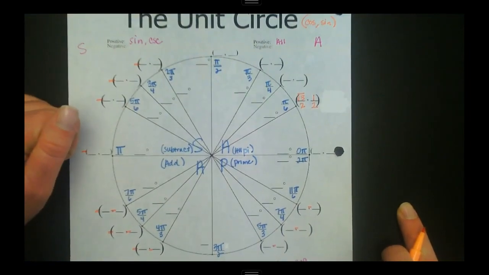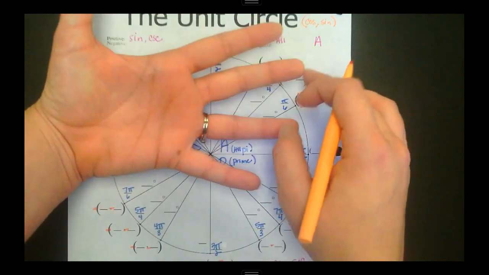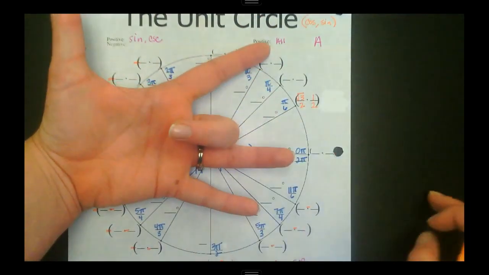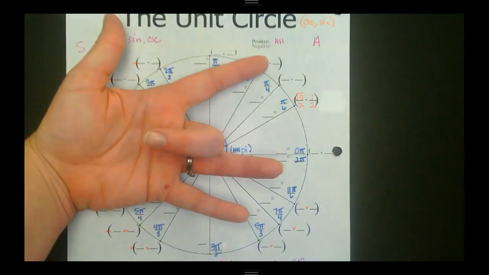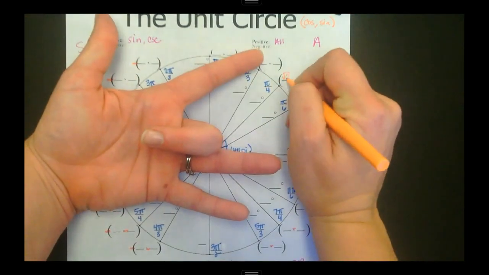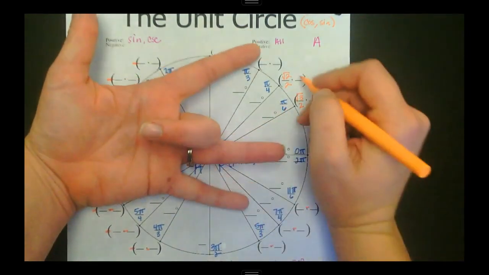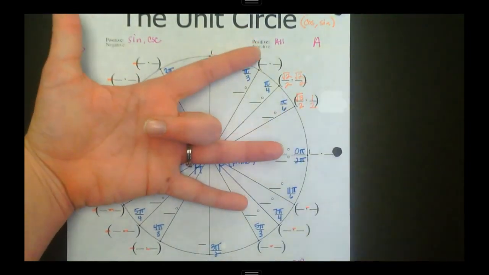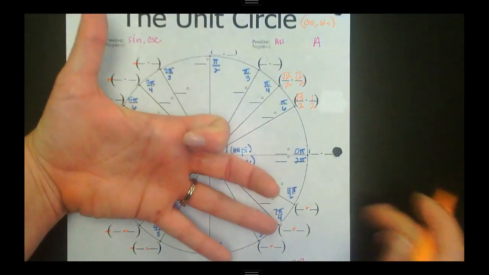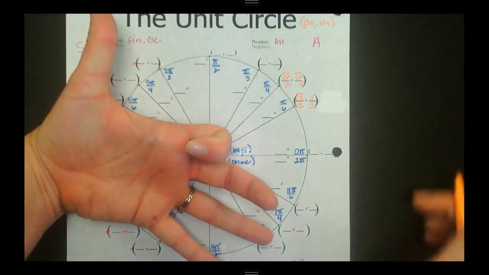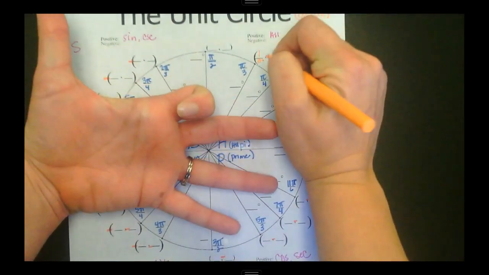Okay. For the 45, the 45 represents this finger. We're going to put it down. That represents our comma. So now we have square root of 2 over 2. Remember, it's always over 2. And this one, square root of 2 over 2. For your 60, this finger goes down. That's your comma. Square root of 1 over 2, which is just 1 over 2. And square root of 3 over 2.